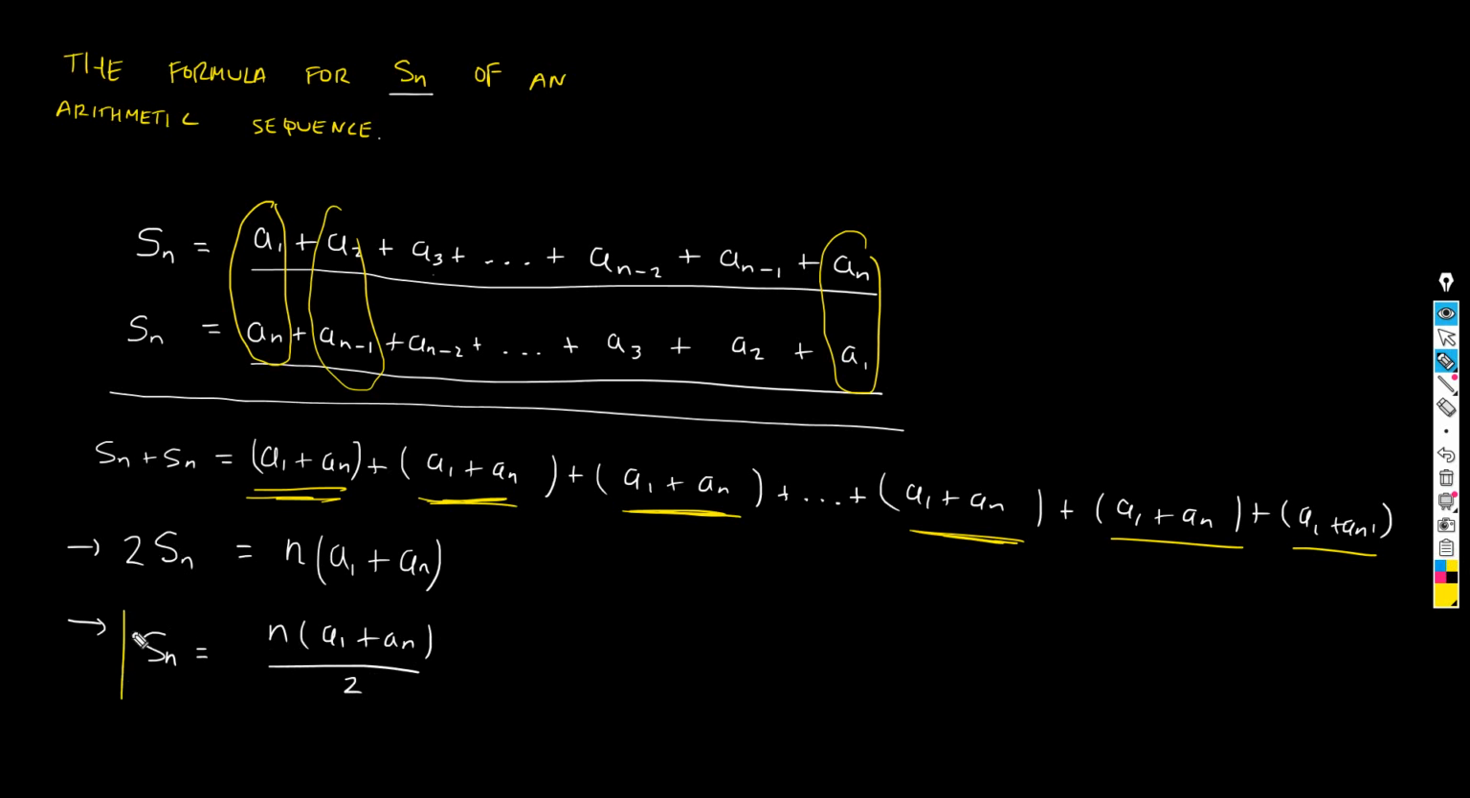We have found the formula to get the sum of the first n terms of an arithmetic sequence. Bear in mind that. And we have to do only this: the number of terms multiplied by the first term plus the last term, over 2. Now, in your booklet, you will see, guys, that this formula also appears in the following way. It appears like so.